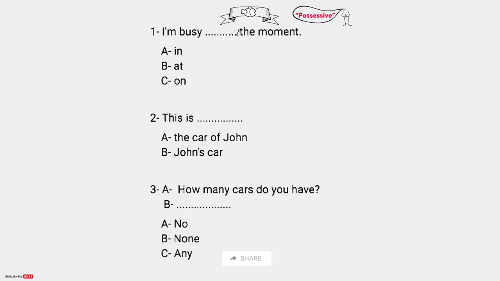I'm busy blank the moment. In, at, on. The moment takes at: at the moment. And this is an expression that means now. I'm busy at the moment means I'm busy now.